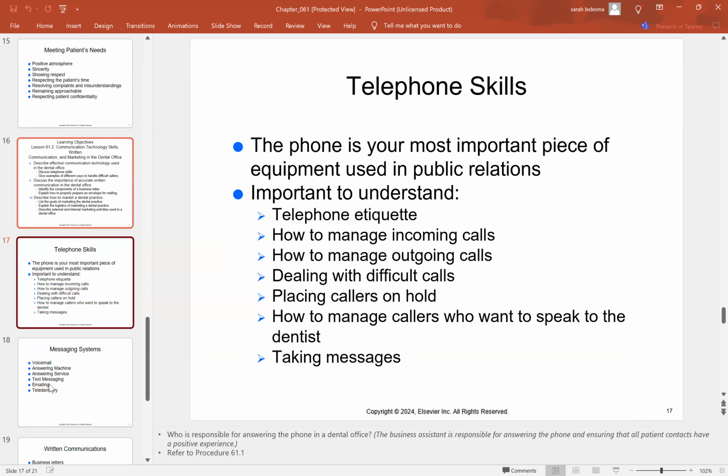Telephone skills include etiquette, how to manage incoming calls, outgoing calls, dealing with difficult calls, placing callers on hold, how to manage callers who want to speak with the dentist, and then taking messages. The phone is your most important piece of equipment used in public relations.